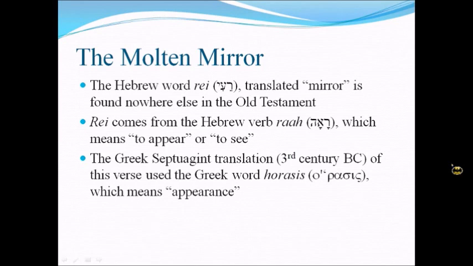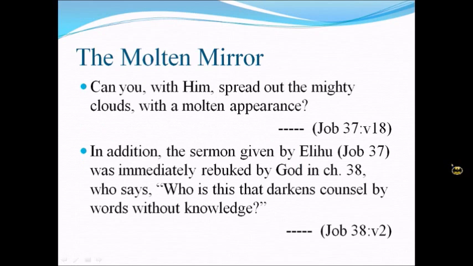The molten mirror. The Hebrew word ray, translated mirror, is found nowhere else in the Old Testament. Ray comes from the Hebrew verb ra'ah, which means to appear or to see. The Greek Septuagint translation of this verse uses the Greek word horasis, which means appearance. Next slide.